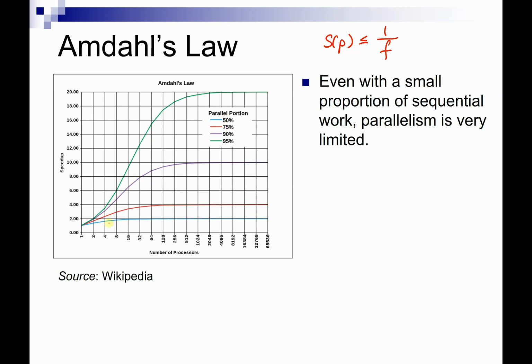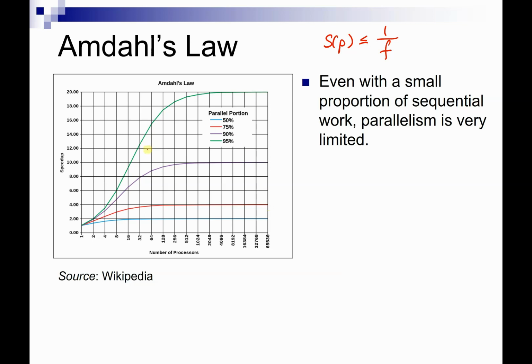Here you see that no matter how many processors you use, you could use 60,000 processors, but your speedup is not more than 2. For the red line, the sequential part is 1/4, and so your speedup is never more than 4. It's always going to be less than 4.